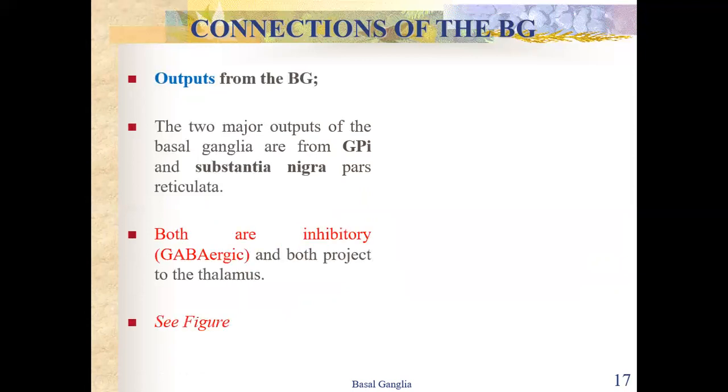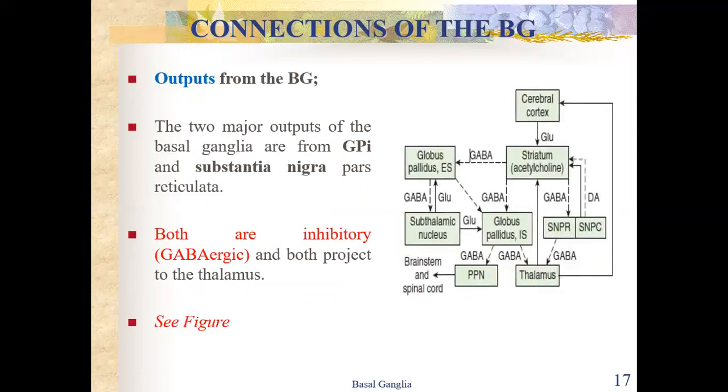Outputs from the basal ganglia. The two major outputs from the basal ganglia are from the globus pallidus interna and the substantia nigra pars reticulata. Remember, we are on the outputs now. We are finished with the inputs. So the two major outputs are from the globus pallidus internal segment and the substantia nigra pars reticulata. So they are the two main outputs.